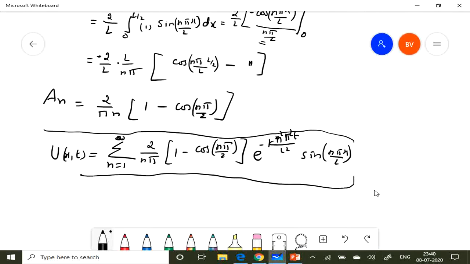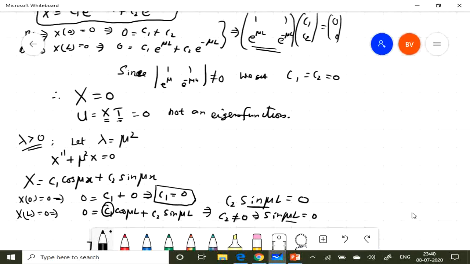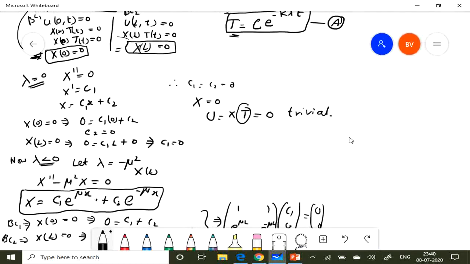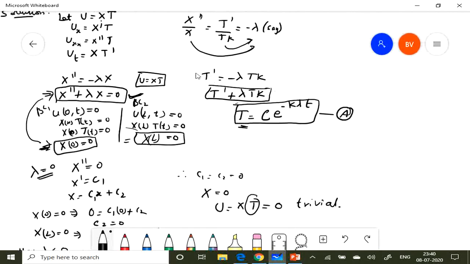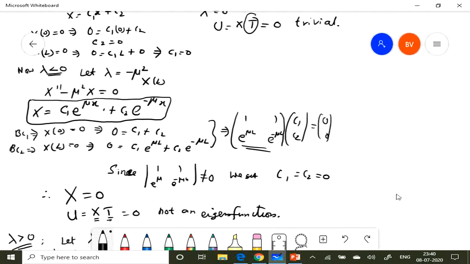This is the common procedure for all the problems coming in this case, right? In some problems we will find both x and t are second order differential equations. In that case, for both t and x, we should apply lambda is negative, lambda is positive, and lambda is 0. I think we have solved this kind of problem before. That's the end of this problem, and we will solve the wave equation in the next video. Thank you very much.